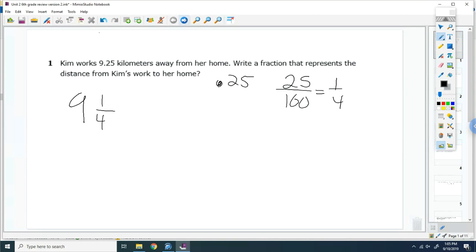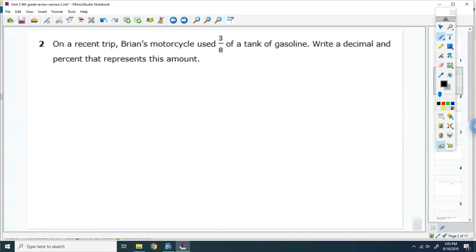All right, number 2. On a recent trip, Brian's motorcycle used 3/8 of a tank of gasoline. Write a decimal and a percent that represents this amount. So I'm going to change 3/8 to a decimal. So the way you do that is you divide.